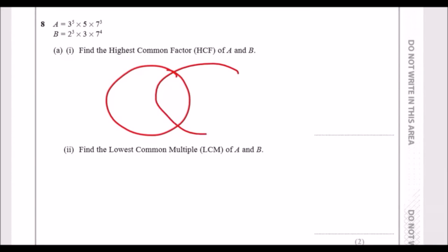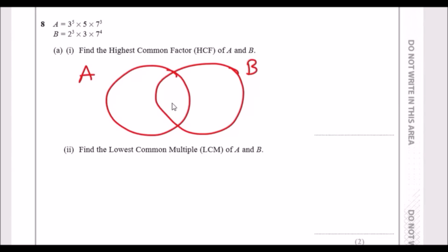Okay, 8. So we got A and B, which is given by some product of prime factors here. And it says here to find the highest common factor and the lowest common multiple. Now, quick tip here. When you're trying to find either of these two, I recommend that you always use Venn diagrams. The reason why is because with Venn diagrams, it pretty much tells you how to find everything.